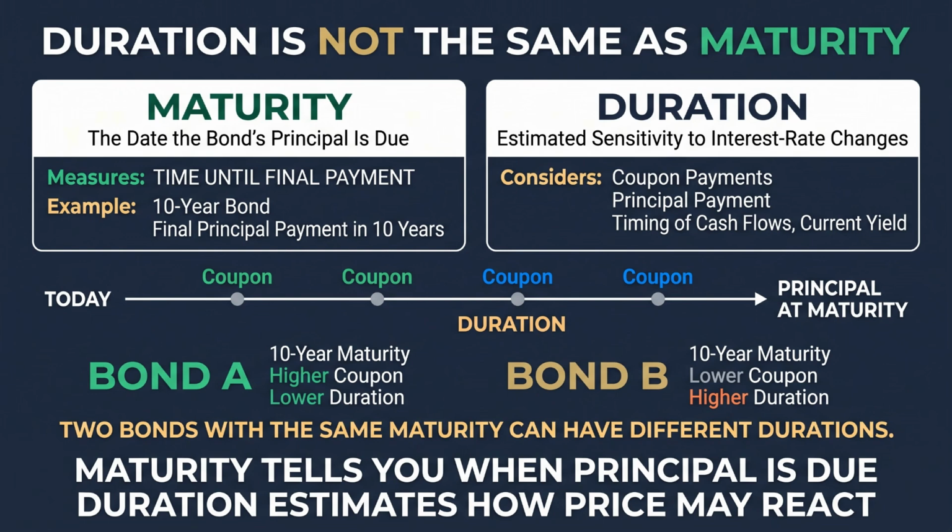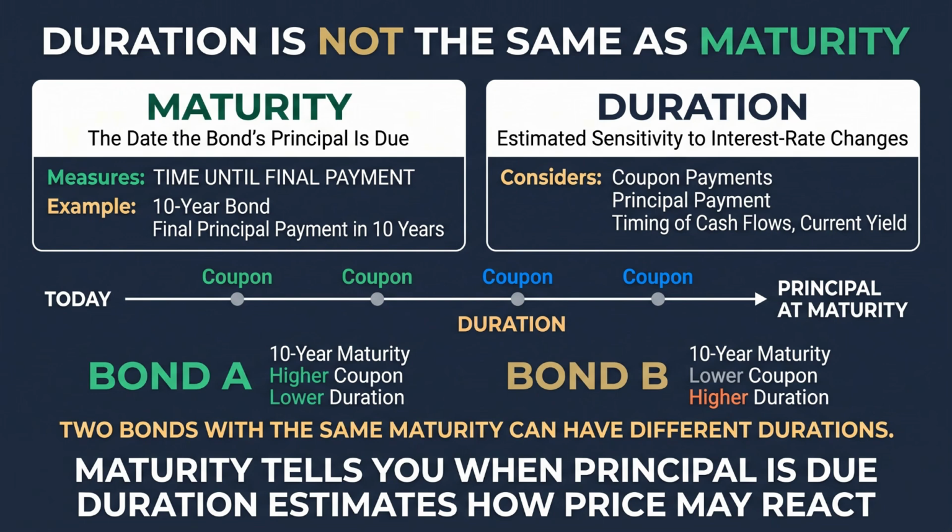Duration considers not only the final principal payment, but also the timing and size of the coupon payments received before maturity. This means two bonds with the same maturity can have different durations. Consider two 10-year bonds. One pays a relatively high coupon, returning more cash to the investor earlier. The other pays a very low coupon, leaving most of the value concentrated in the final principal payment. The lower coupon bond normally has the higher duration because more of its economic value is received farther into the future. That distant cash flow is more sensitive to changes in the discount rate.